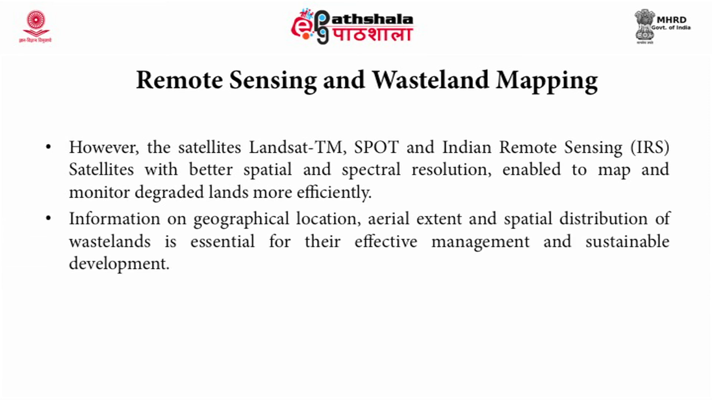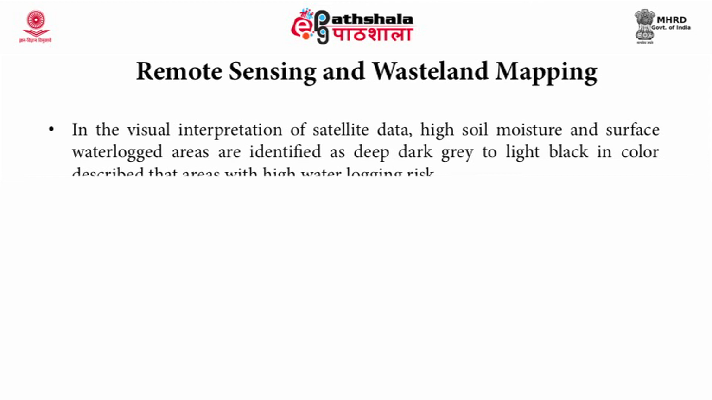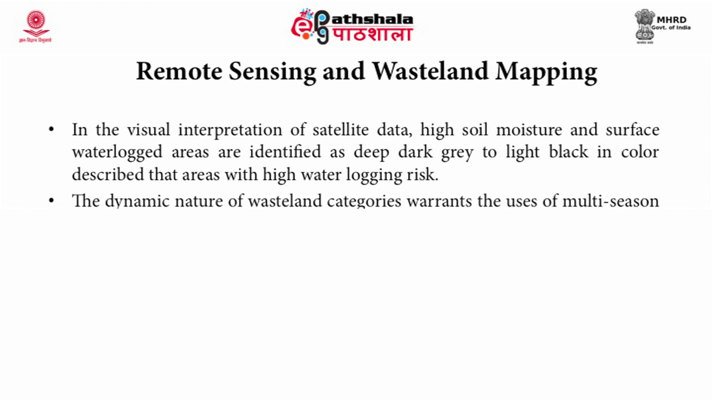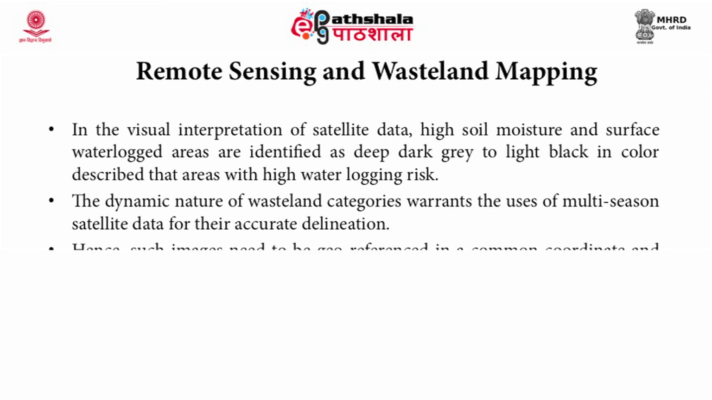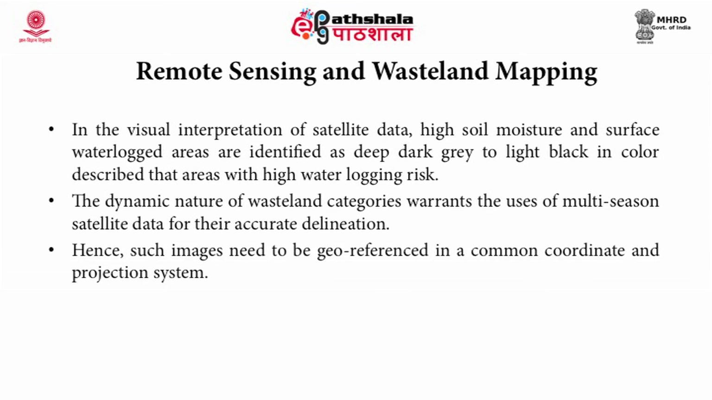Information on geographical location, areal extent and spatial distribution of wastelands is essential for their effective management and sustainable development. In the visual interpretation of satellite data, high soil moisture and surface waterlogged areas are identified as deep dark grey to light black in color, describing areas that have high waterlogging risk. The dynamic nature of these wasteland categories warrants the use of multi-season satellite data for their accurate delineation. Hence, such images need to be georeferenced in a common coordinate and projection system.